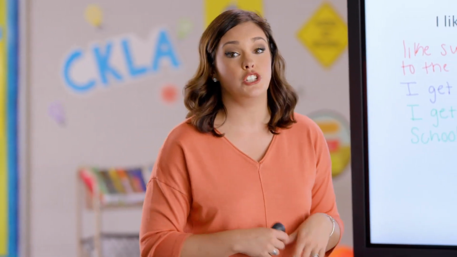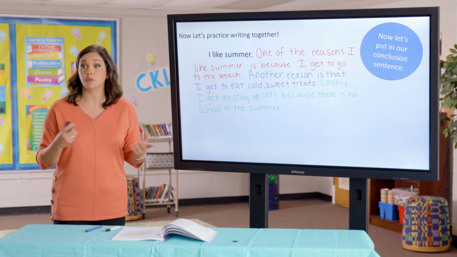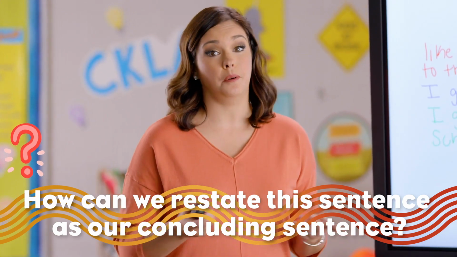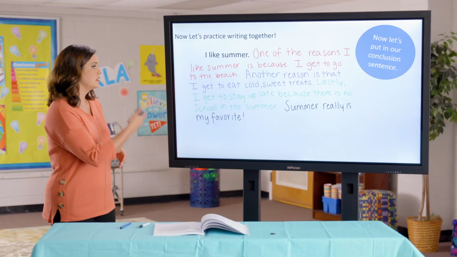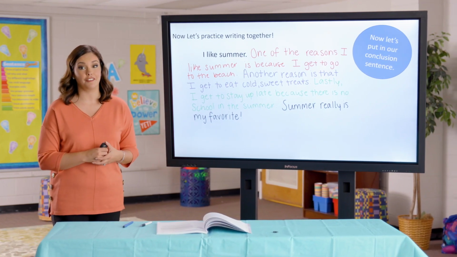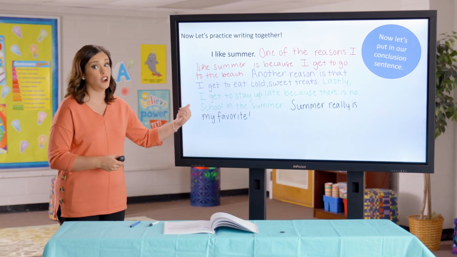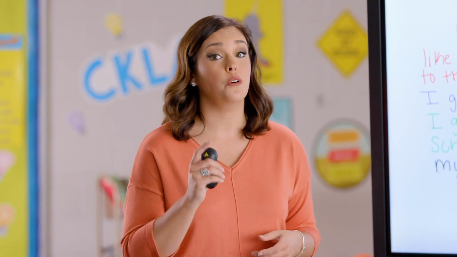So now we just need to restate the topic in a fun way that lets our reader know we're finished with this paragraph. How could we say, I like summer in another way to restate it as our concluding sentence? What about, summer really is my favorite? I love that, and I feel like it really wraps up what we're talking about in our paragraph. Did you think of a different one? If so, feel free to write it on your paper.